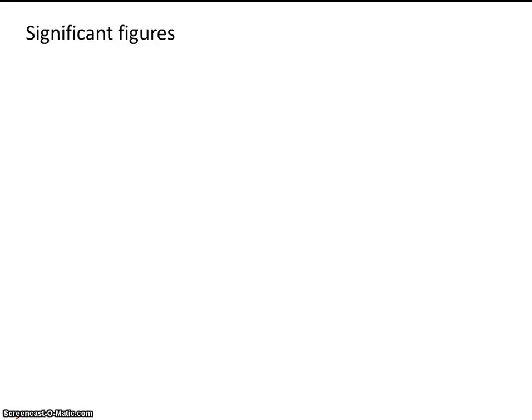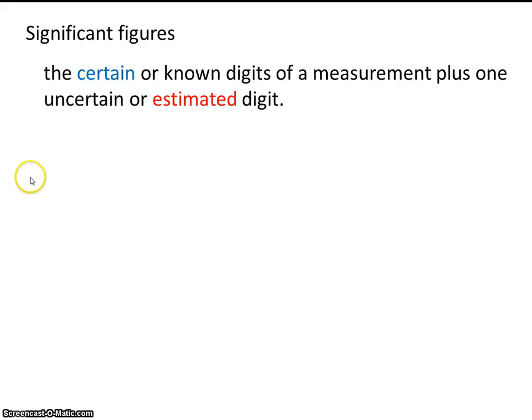Significant figures. Significant figures are the certain or known digits of a measurement plus one uncertain or estimated digit. Now, you probably know this to be true just in your own experiences.